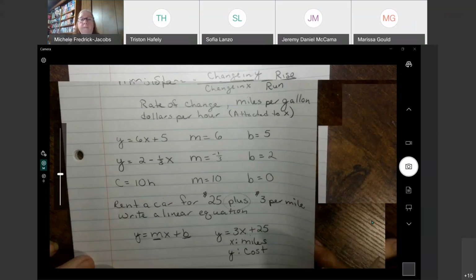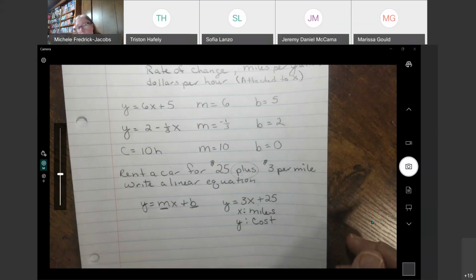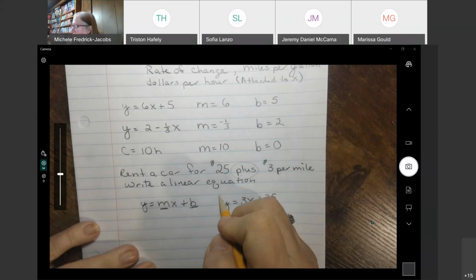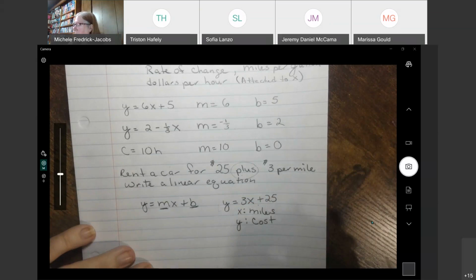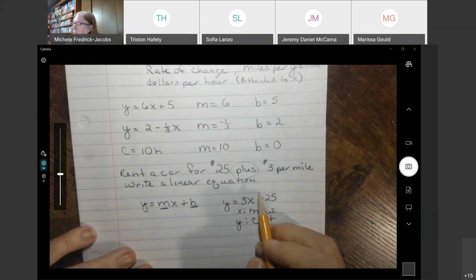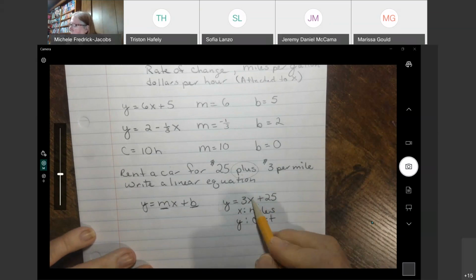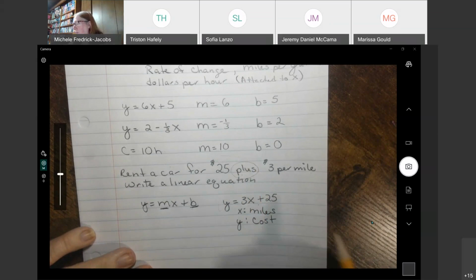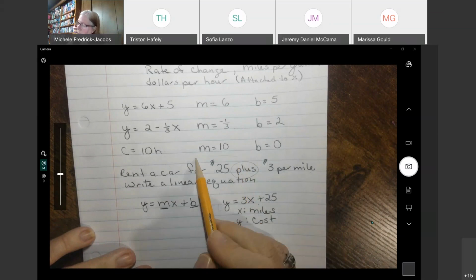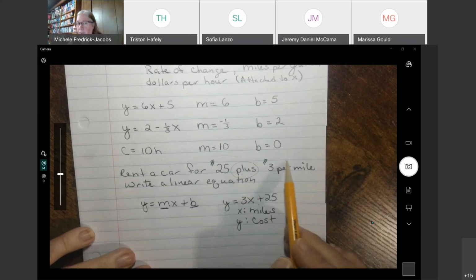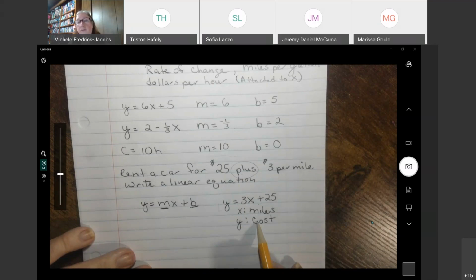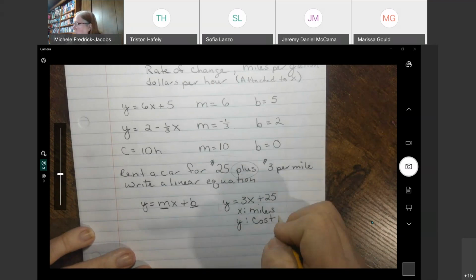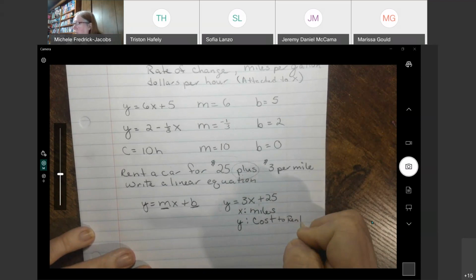So we're finding both X and Y? Well, it depends. Usually you're given one and you find the other. Right now we were just finding the equation. The $3 was per mile, so X is miles. B was the initial cost, so that's 25. Y is how much we have to pay to rent the car. It's the total cost.